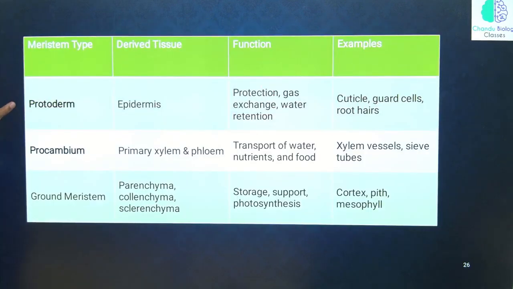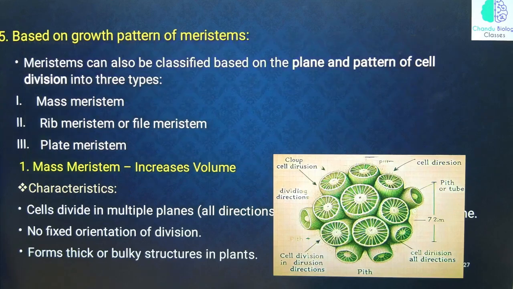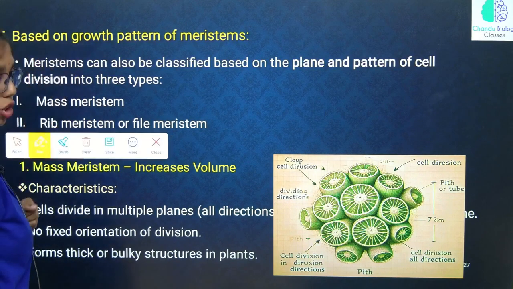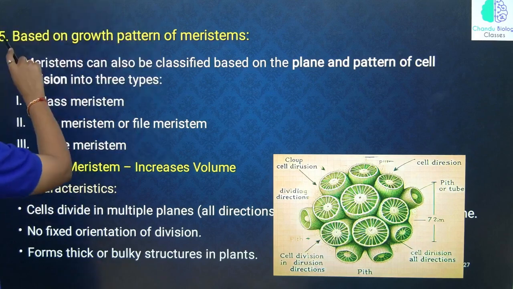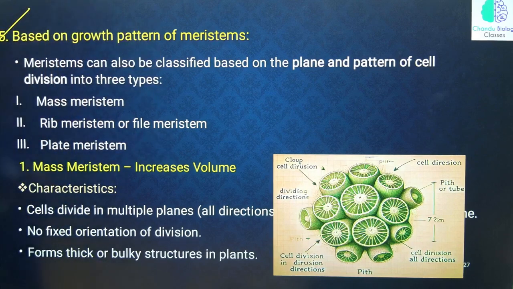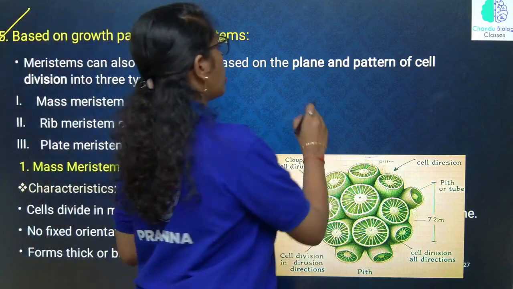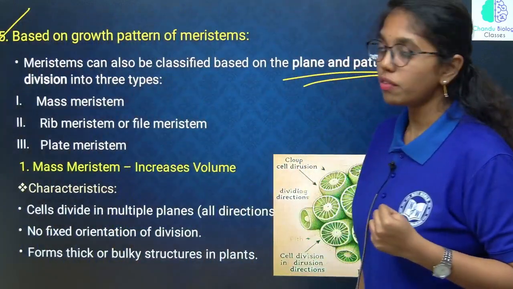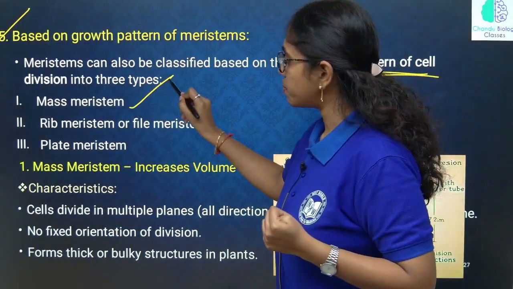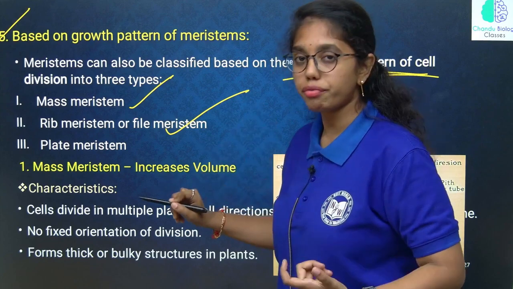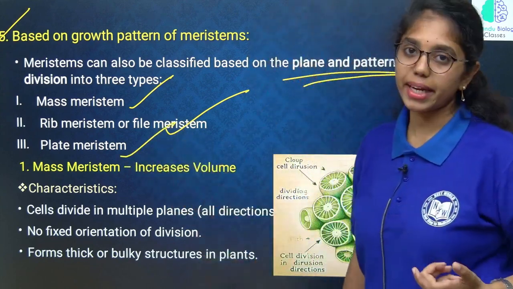Now, everything we have discussed is in a tabulated form. You can take a screenshot of it if you want. Now, the final type or basis of division is based on growth pattern of meristems. Meristems are classified into three types based on their plane and pattern of cell division. First is mass meristem, second is rib or file meristem, third is plate meristem.